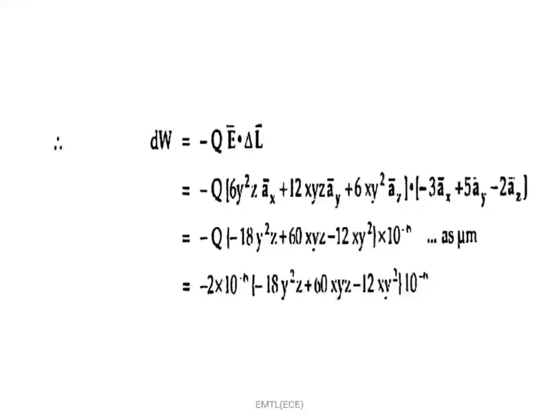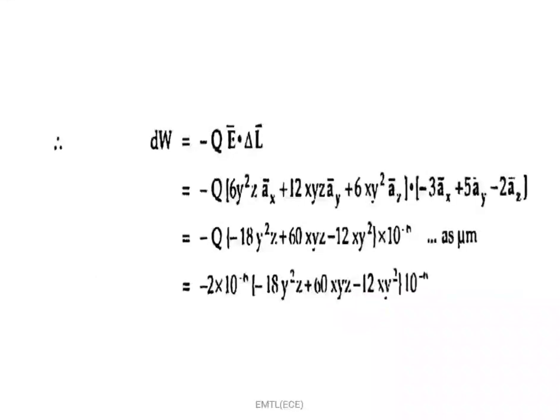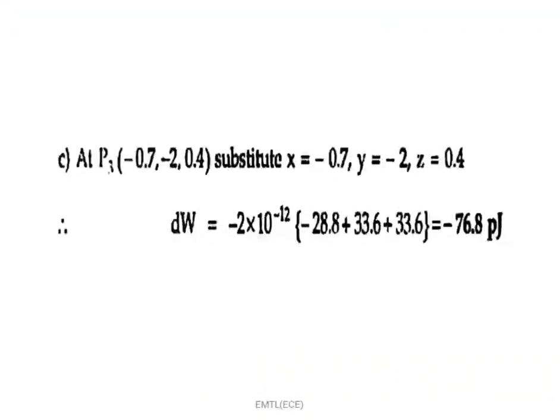here, this is the expression. So here the y value is equal to 1 and z is taken as 0. So these two values become 0, and 12xy square, that value is equal to 12. So minus into minus plus, this is equal to 24 picojoules. And the next point, that is at point (-0.7, -2, 0.4), substituting the work done.